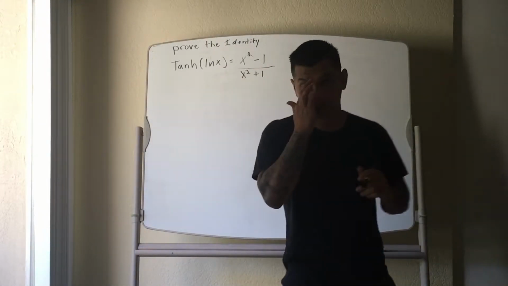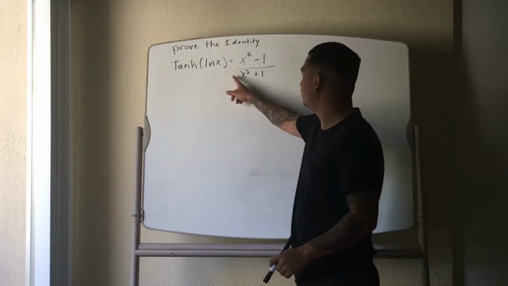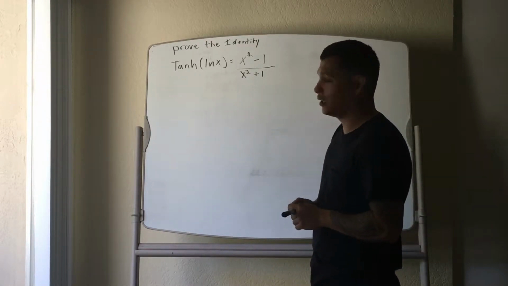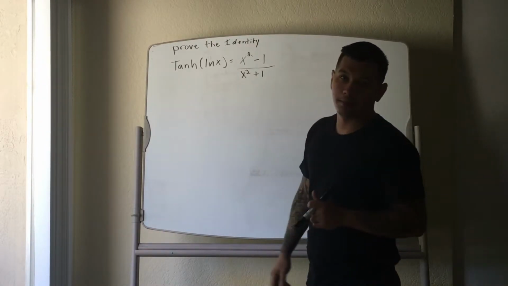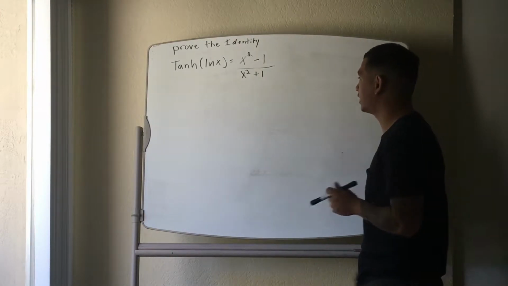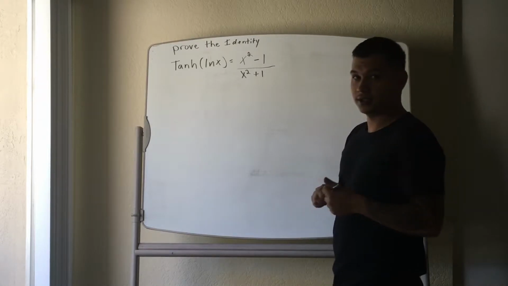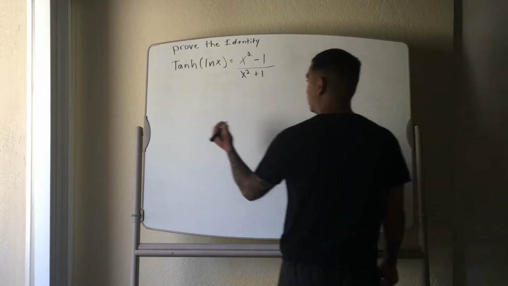Okay, so today I am going to be proving the identity that the hyperbolic tan of ln x is equal to x squared minus 1 over x squared plus 1. Alright, in order to do this, there's a few things that we need to know.